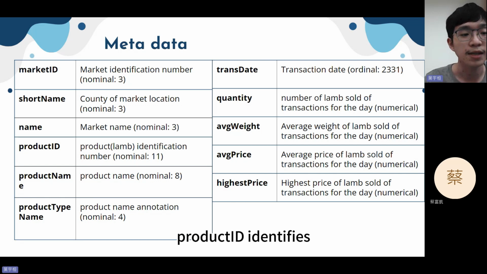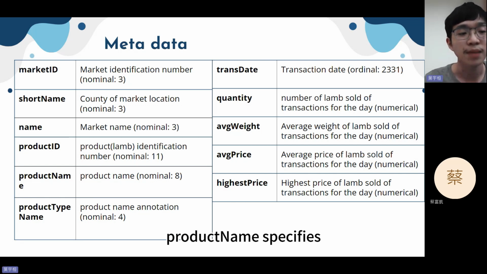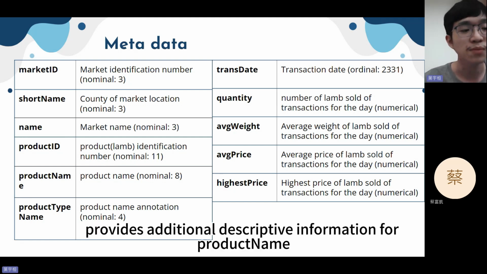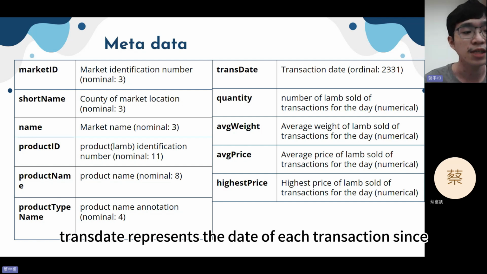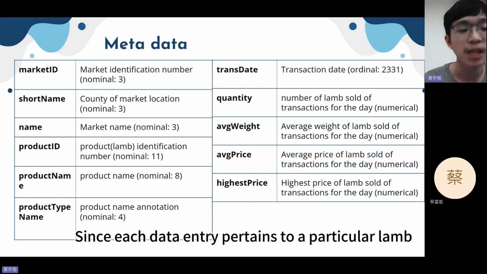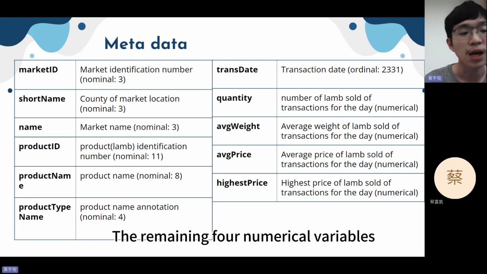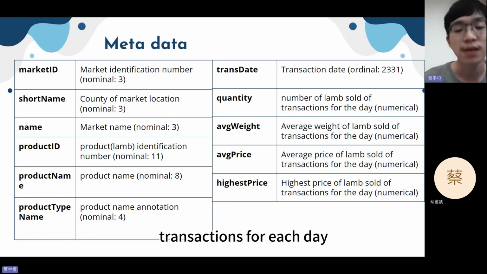Product ID identifies the specific product, in this case, lambs, 羊. Product name specifies the breed of the lamb, and product type name provides additional descriptive information for product name, such as color. Transdate represents the date of each transaction. Since each data entry pertains to a particular lamb, the same transaction date may appear across different rows. The remaining 4 numerical variables offer detailed insight into the specifics of lamb sales transactions for each day.